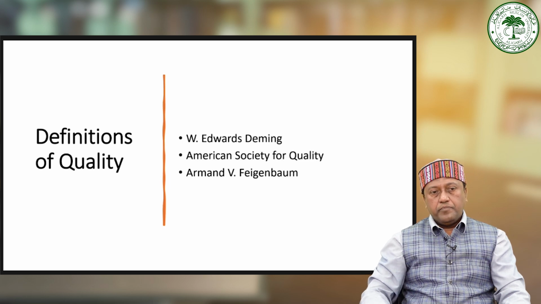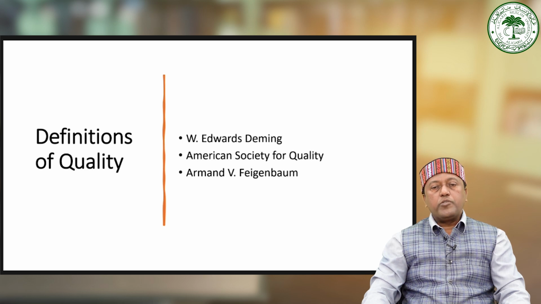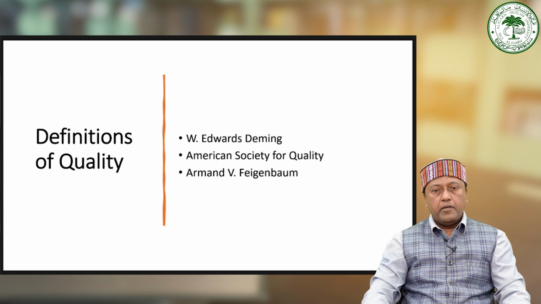And the third definition, by Armand, what he said: quality is the total composite of product and service characteristics of marketing, engineering, manufacturing, and maintenance through which the product and service in use will meet the expectations of the customer. So it's a broader definition and it includes many components, where marketing, engineering, manufacturing, maintenance, everything comes into the ambit of quality.